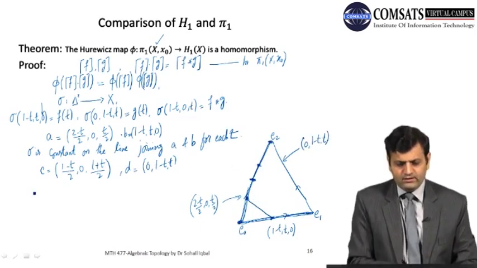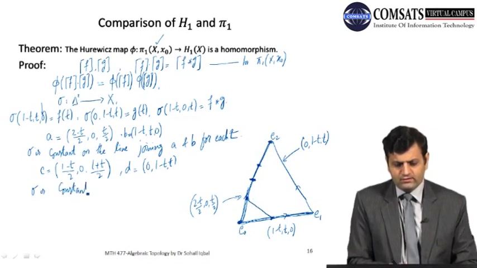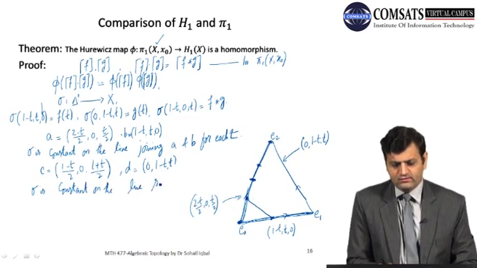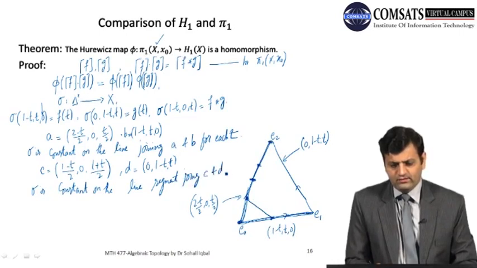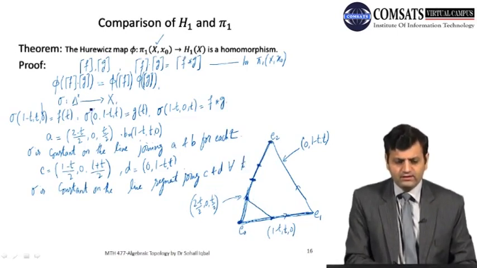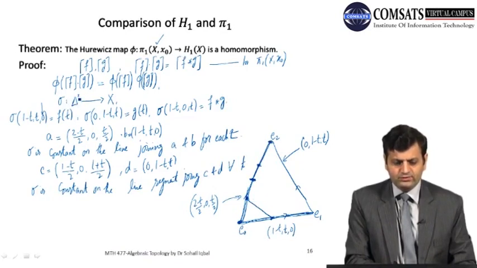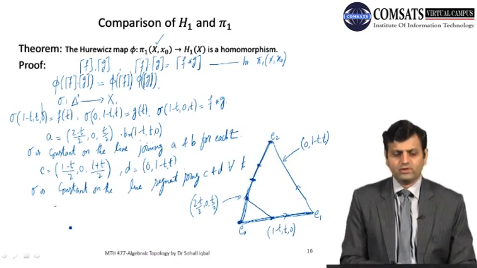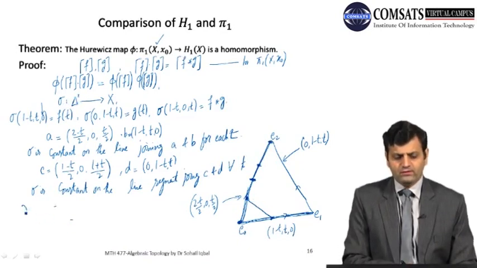So sigma is constant on the line segment joining C and D for all t. Now we have constructed our sigma, because we have given the value of sigma for each and every element of this 2-simplex. Now we can calculate the boundary of sigma.